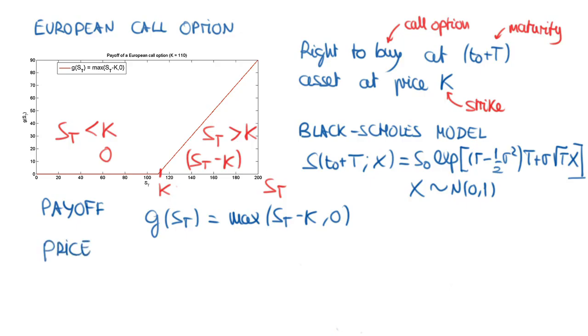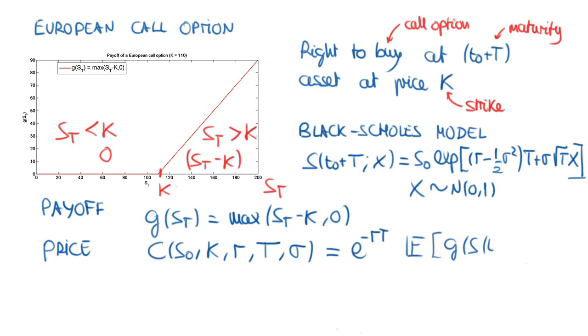The price of a European call option will be a function of S0, the initial price of the underlying asset, K, the strike, r, the risk-free interest rate, T, the time to maturity, and sigma, the volatility of the underlying asset. It is equal to the discount factor times the expected value of the payoff evaluated at the price of the asset at maturity.